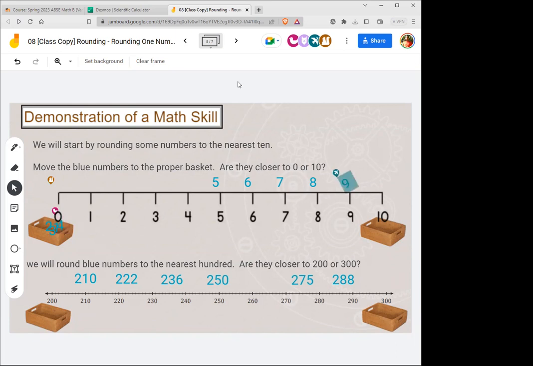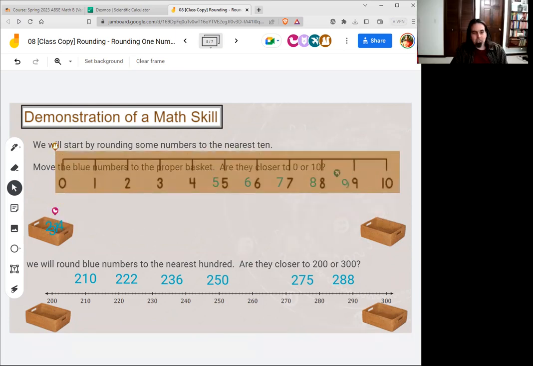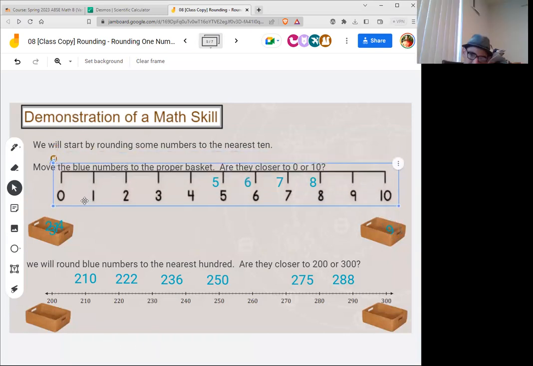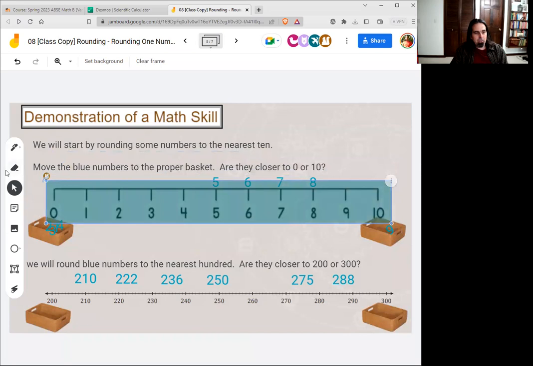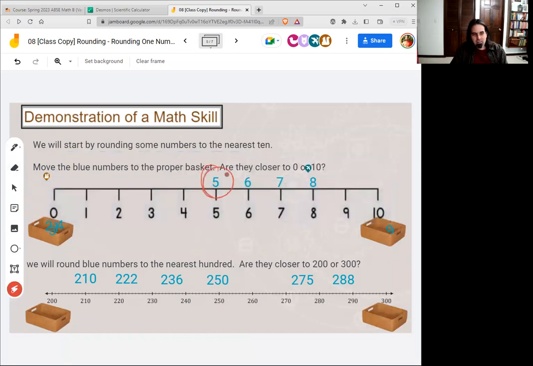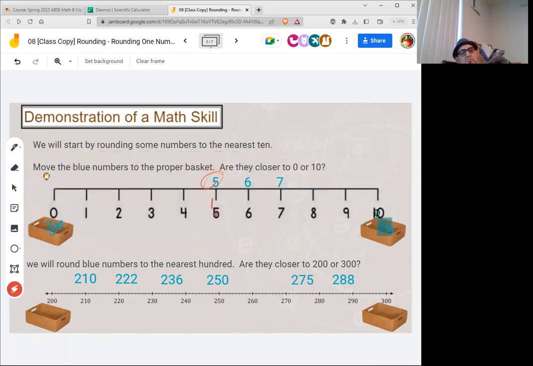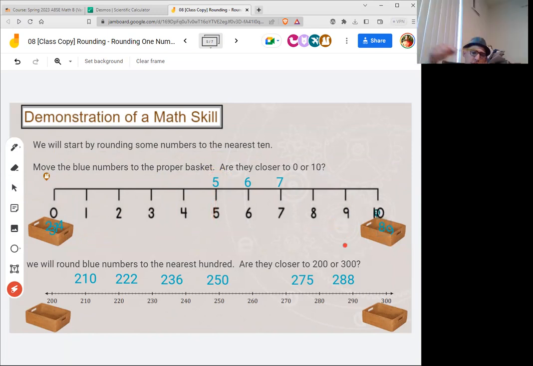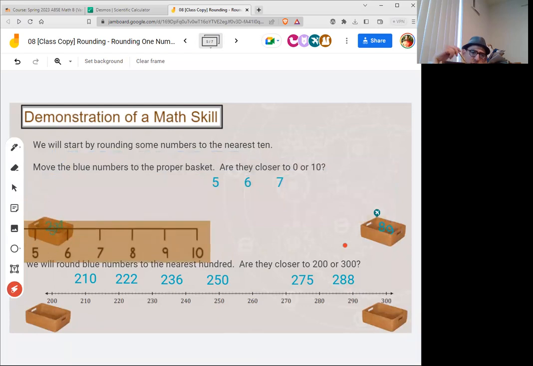So some of these are easy. 9 is obviously much closer to one basket than the other. The one that we need to kind of debate is 5. What do we do with 5? It's right in the middle. How do we know which basket it goes to? That one. 0.